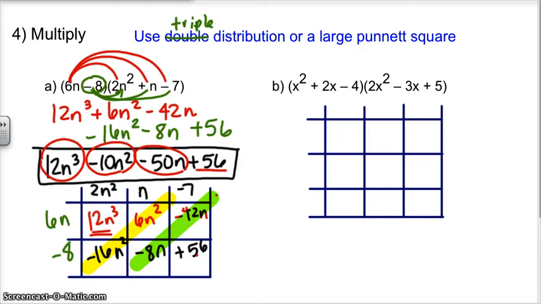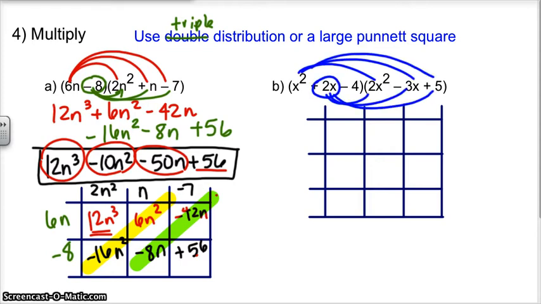When it comes to a problem like letter B, again, it's double, triple, however many distributions you want. This x squared needs to get to everything. This positive 2x needs to get to everything. And this minus 4 also needs to go to everything. There's a ton of stuff. If you think about stacking like I did in problem A, you'll have one more line of work where you can kind of match things up.